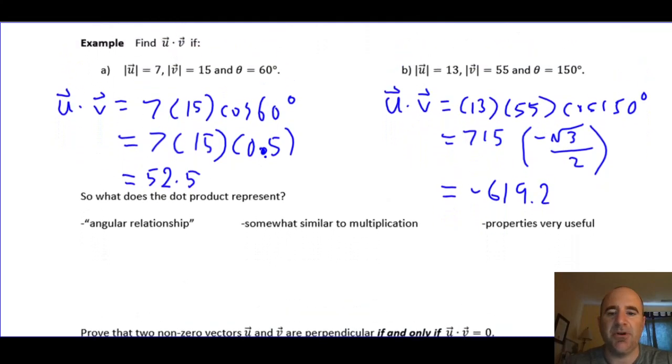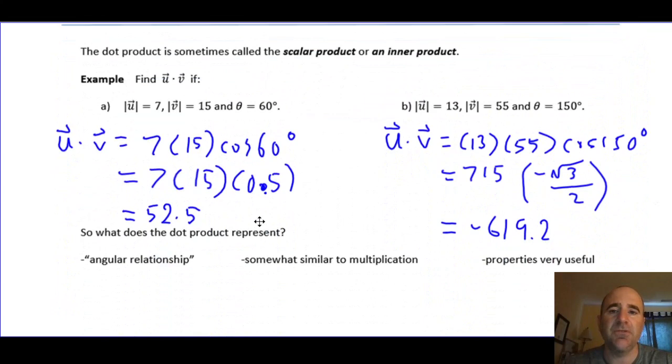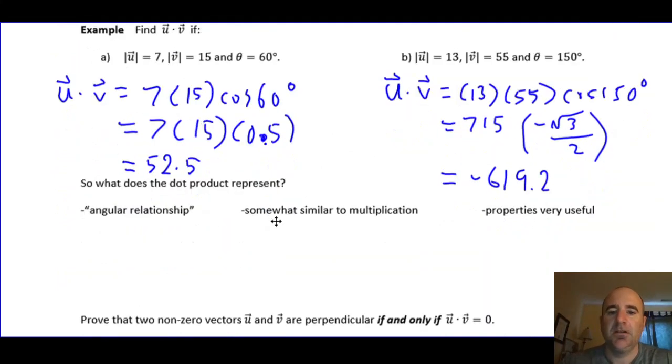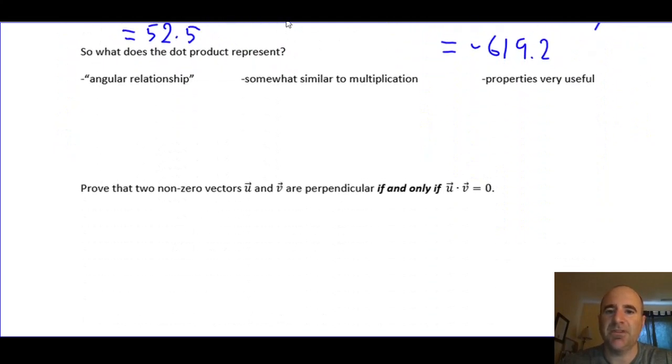So what does the dot product actually represent? Why do we have this definition? There's a few reasons. It's sometimes seen as what's called an angular relationship, and I'll talk about what I mean by that.